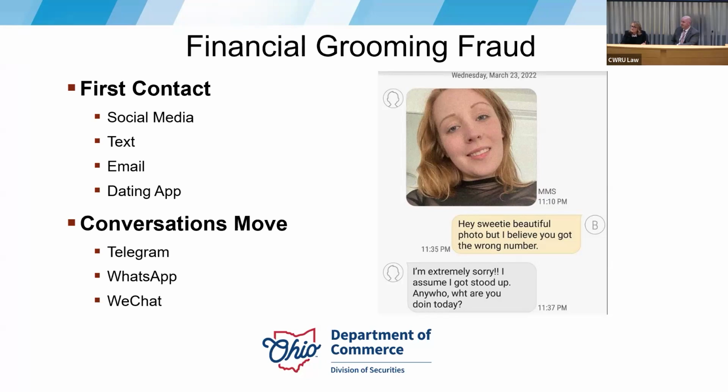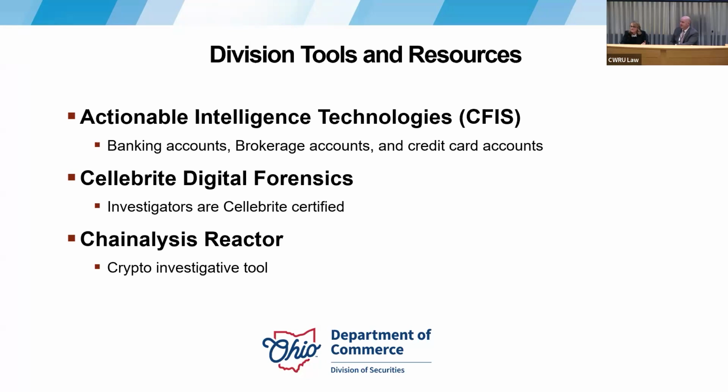We're here to help. So these normally start with, like I said, a wrong number text. Sometimes it's a picture. And then it quickly moves to an application for which we cannot issue process to get copies of the communication. So that's why they're moving to Telegram, WhatsApp, WeChat, because if the victim is not preserving that on their phone with screenshots or however, then we as law enforcement can't get access to it. That's why they do it, and they're very good at it.